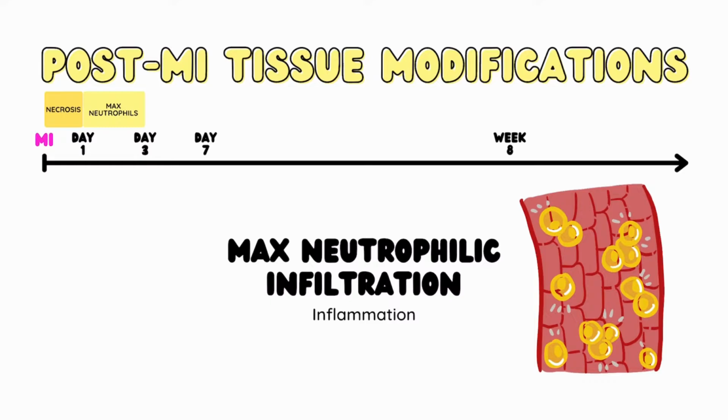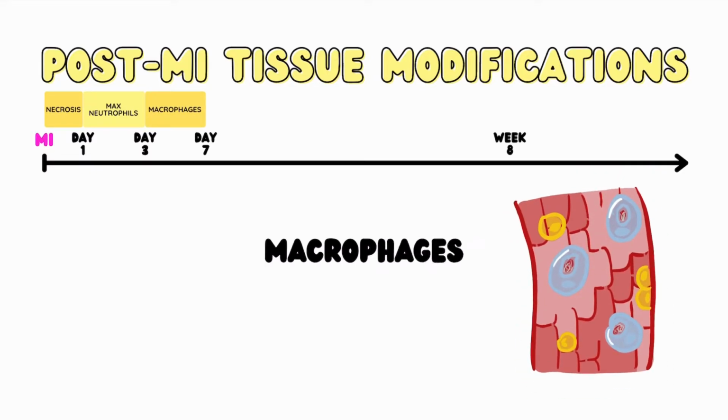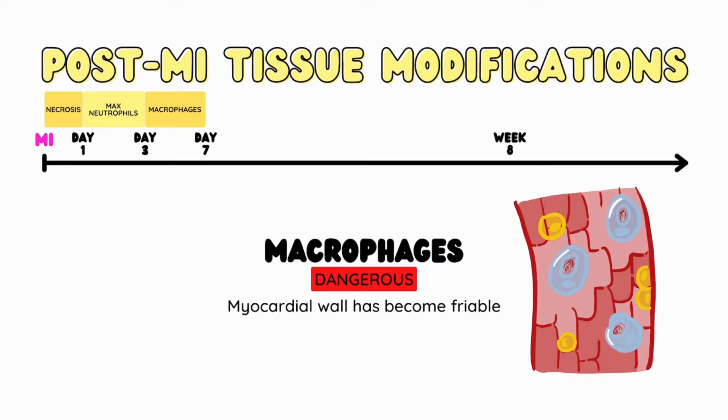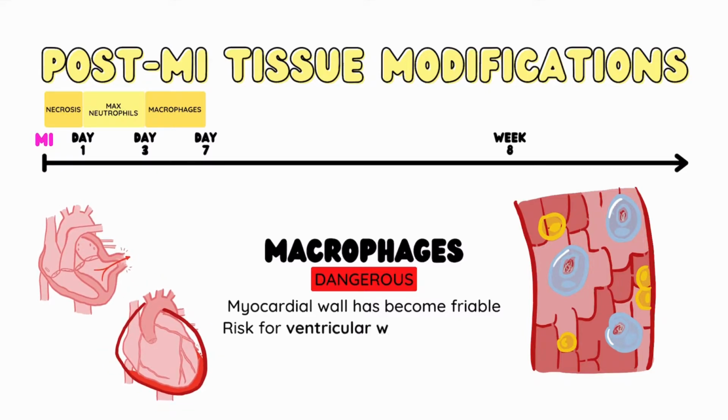Between days 3 and 7 post-MI, macrophages infiltrate the area. Now, this is an especially dangerous period for patients. The myocardial wall has become very friable from the inflammation, and a scar has not yet formed to strengthen its integrity, which means patients are at a high risk for ventricular wall rupture and cardiac tamponade 1 week after their heart attack.